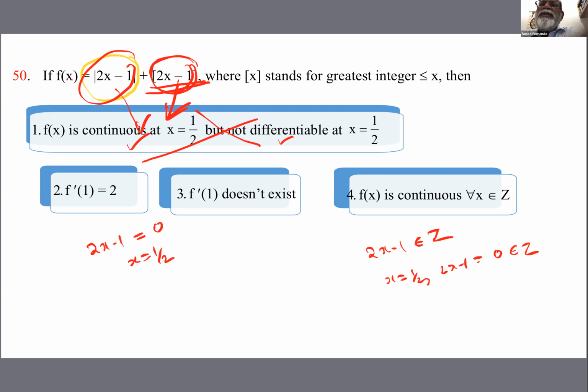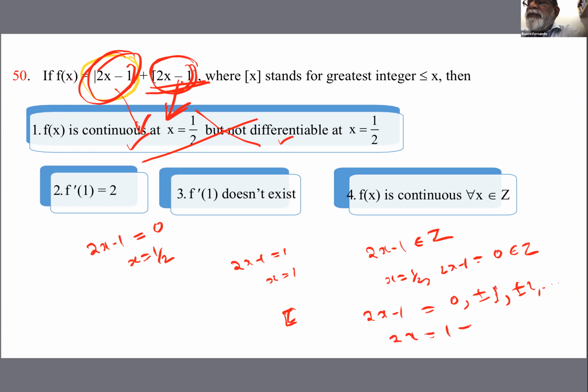So at x equal to 1, no problem for the first part, the derivative is there. The second part, 2x minus 1. Suppose x is equal to 1. When x is equal to 1, what happens? 2x minus 1 jumps because it is an integer. So whenever 2x minus 1 is an integer, 0, plus or minus 1, plus or minus 2, there is trouble. Continuity failures. You have to go on adding 1 there.